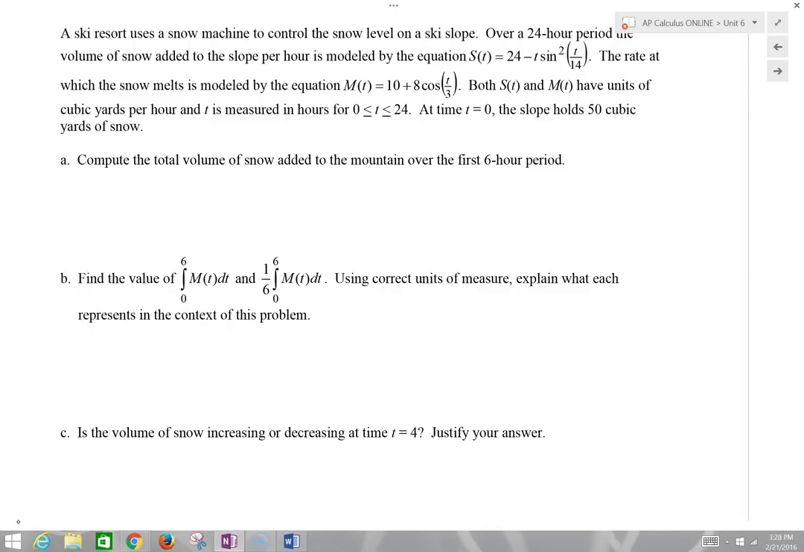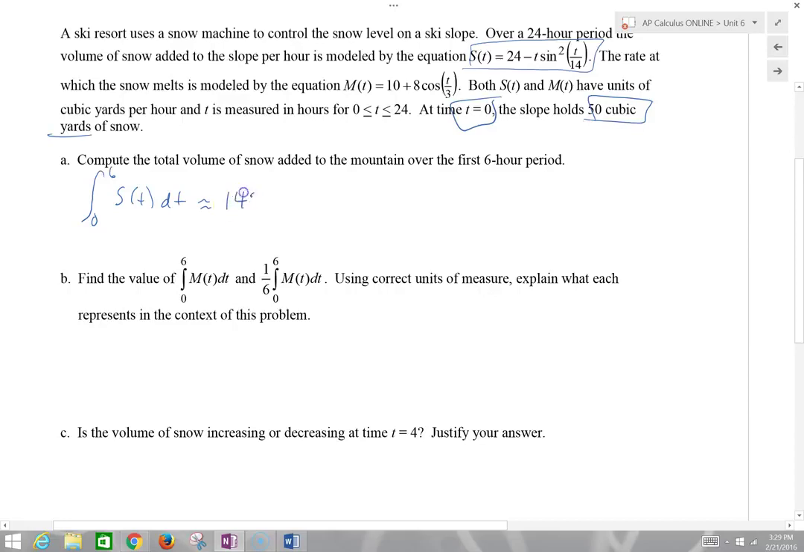Both of these are in cubic yards per hour, and t is measured in hours from 0 to 24. At t equals 0, the slope holds 50 cubic yards. So the first part, we're asked to find the total volume of snow added to the mountain in the first 6-hour period. So we know the volume of snow at any time t, but we want the accumulation of that, so we're going to take the integral from 0 to 6 of s of t dt, and we're going to put that in our calculator because that's another messy one we don't know how to do without yet.